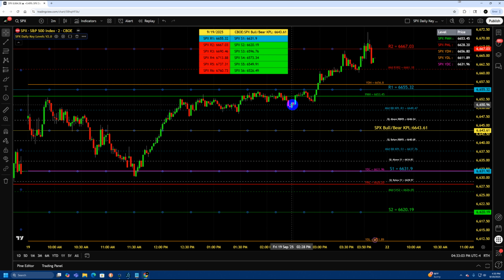So this here would probably be the end of the road in most cases because it's challenging the pre-market high, R1, and yesterday's RTH session high. As you can see today, it broke out above the YDH and the R1 and the PMH. So then it sought out the next level, which is R2.